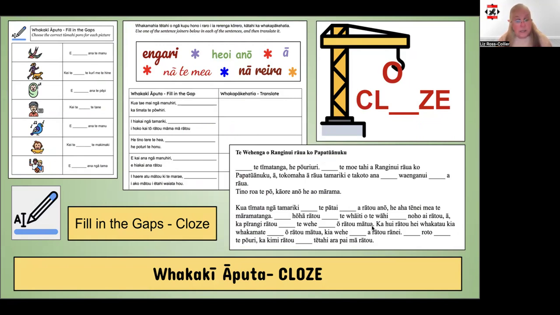On the left, we've got an activity for those who might be just starting out on their Reo Māori journey using tū mahi poro. The middle one, for those a bit further along on the haerenga, using kupu tūhono. And the third one, for those who might be looking for a bit more of a challenge, that's the cloze activity.